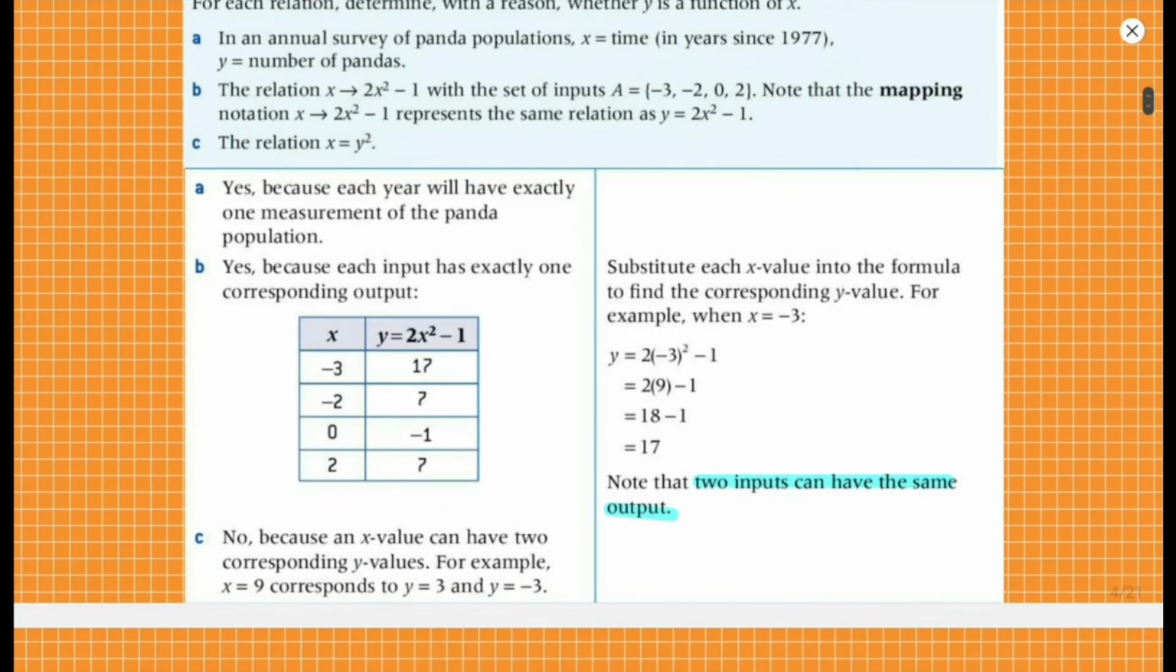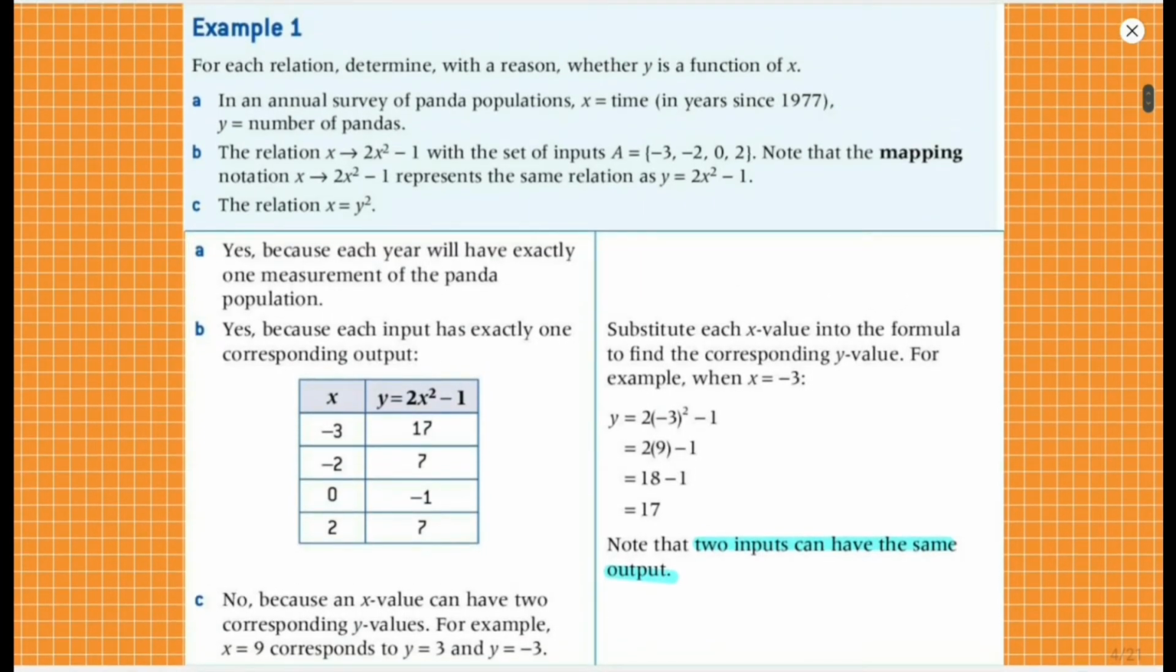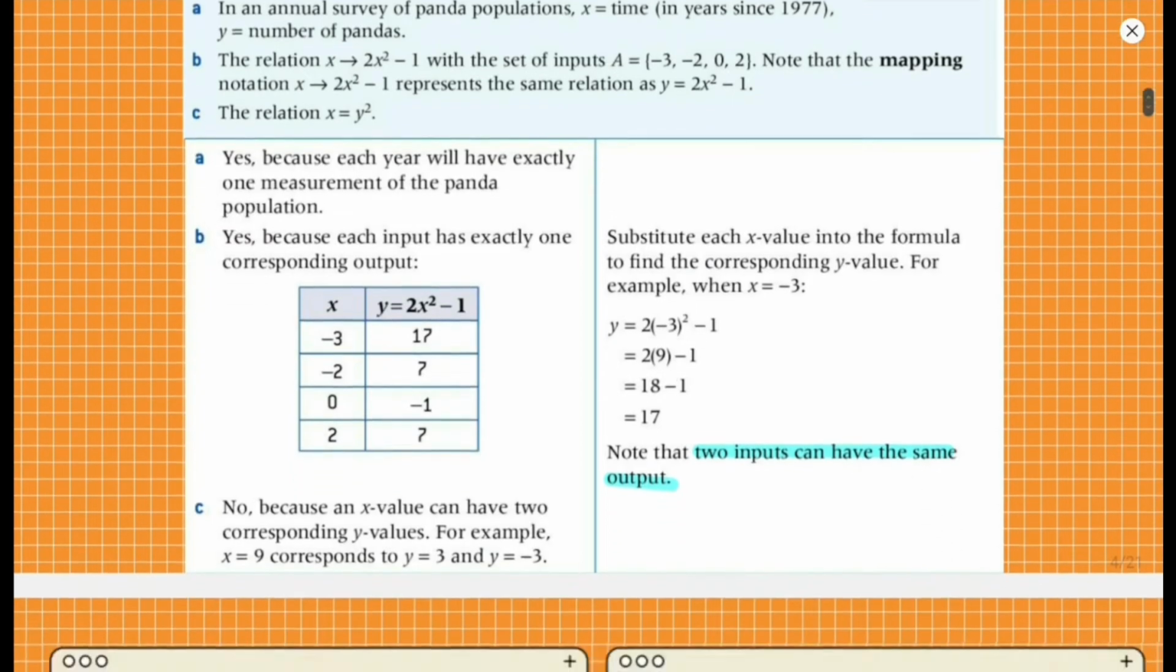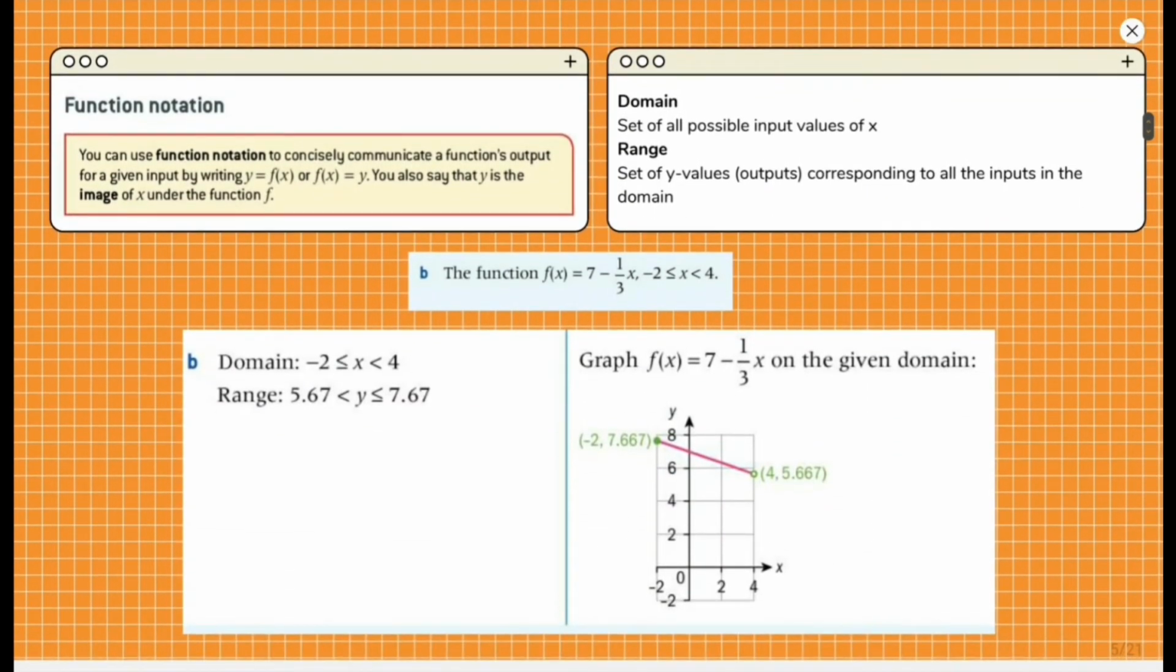Here, for each relation, determine with a reason whether y is a function of x. I'm just going to skip to point A. It says in an annual survey of panda population, x equals time in years since 1977, and y is the number of pandas. So is it a function or not? It is yes, because each year we will only have one measurement of panda population. It will be no if we have many numbers of panda population. Okay, so we skip the next part.